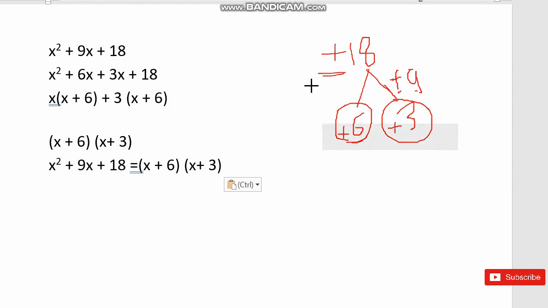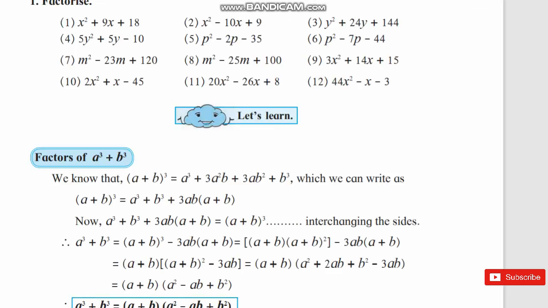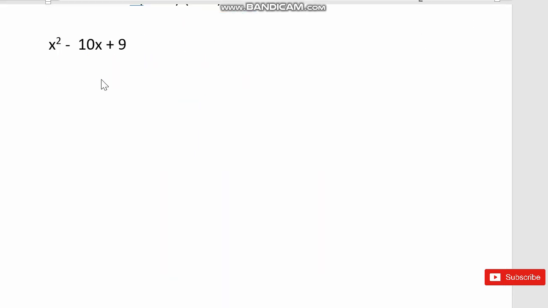Okay students, let us take the second example. Let us see what the second example is. Here x square minus 10x plus 9 is the second example. So we just take this expression x square minus 10x plus 9 on the Word page. Let us see this example students. x square minus 10x plus 9. So these are the three terms.